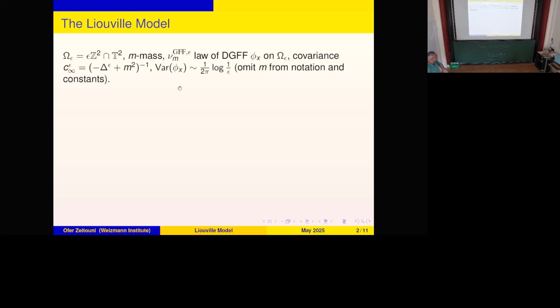And you have a covariance on that discrete set. The covariance of the Gaussian field that you get here is the Green function of that random walk killed at rate M squared, and then you have the variance, which is of order log 1 over epsilon. Okay, so that's a usual discrete GFF. Discrete can mean two things. Here, when I say discrete GFF, I don't mean the values are discrete. I mean really a Gaussian vector, but indexed by the discrete set, which is the epsilon lattice.